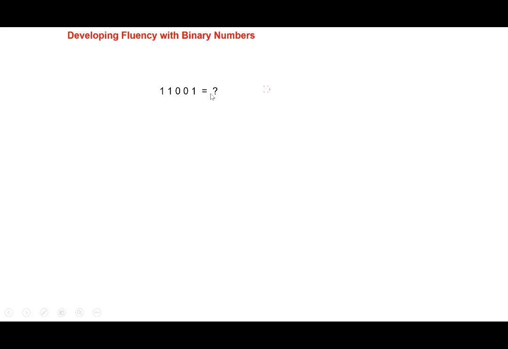So 11001: the first one is 1, this one carries a weight of 8, and this one carries a weight of 16. So 16 and 8 is 24, 24 plus 1 is 25. Similarly, practice and see that this one is 64 plus 32 plus 1, which is 97. Now 0.101: this weight is 0.5, this is 0.25, and this is 0.125. So 0.5 plus 0.125 is 0.625.